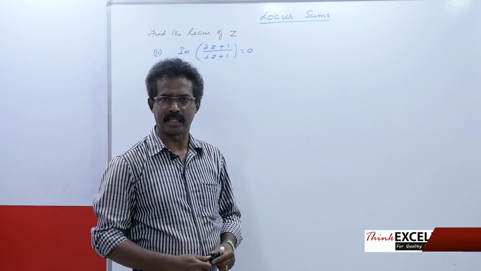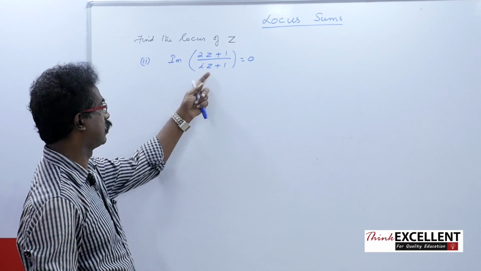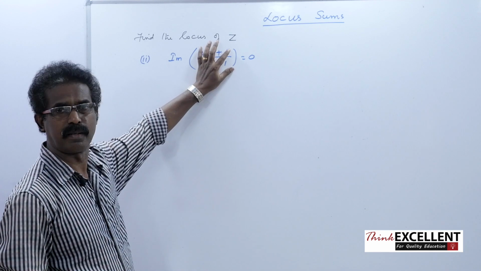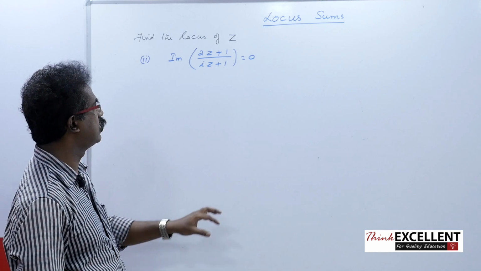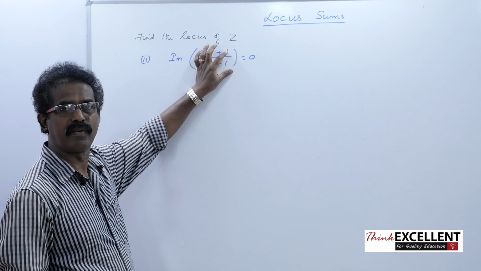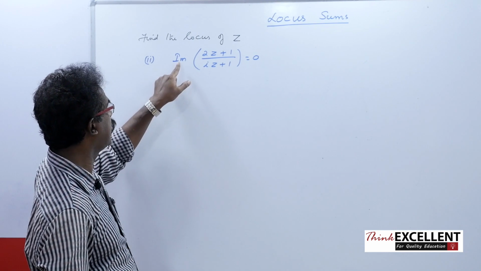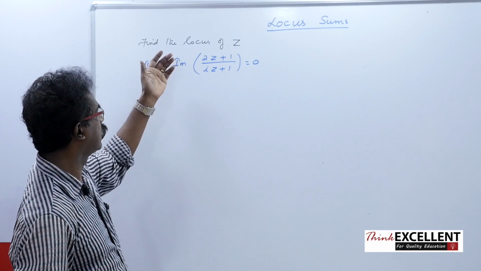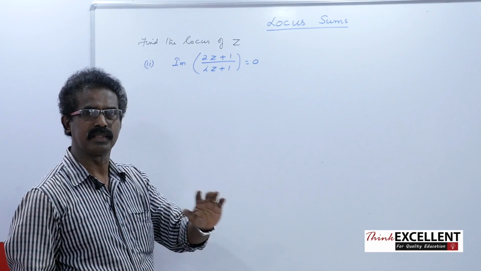Now let us see another sum. Here the condition is imaginary part equal to 0. Imaginary part of some complex number. So whatever it is, here the method is you reduce it into standard form. What is the standard form? a plus ib. Then take the imaginary part, equate with 0. Instead of imaginary part, they can give real part. Instead of 0, they can change the number. Whatever it is, same method only.